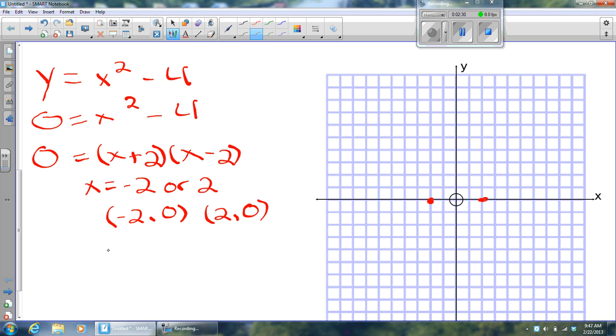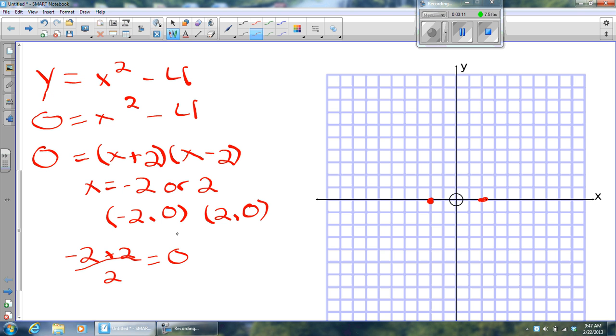Okay, now we want to find the x-coordinate of our vertex. And the vertex is going to be the highest or lowest point of our graph. So to find the x-coordinate of our vertex, all we have to do is average the x-coordinate of our roots, which is negative 2 and 2. So we're going to do negative 2 plus 2 divided by 2. And that's going to equal 0. So our x-coordinate for our vertex is 0.